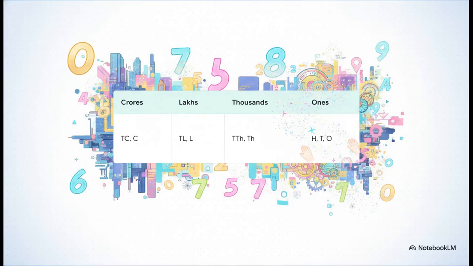But to make sense of these giants without totally drowning in a sea of zeros, we rely on something incredibly useful, a place value chart. Notice how it takes numbers and structures them into distinct periods, or families, the ones, thousands, lakhs, and crores. It essentially takes a chaotic, jumbled string of digits and turns it into a highly readable, organized map.